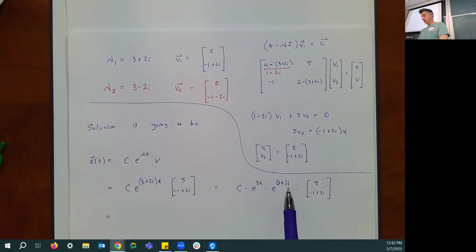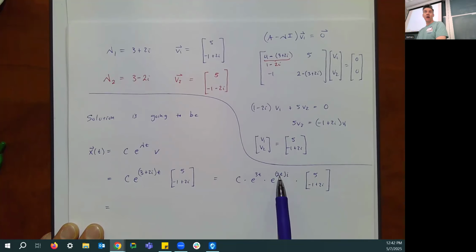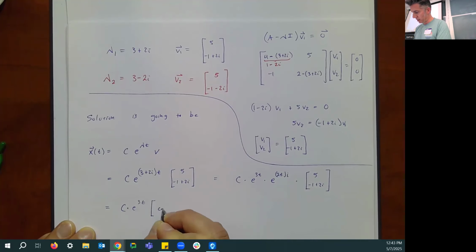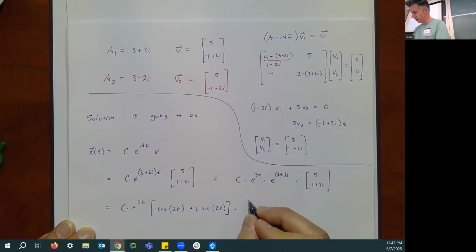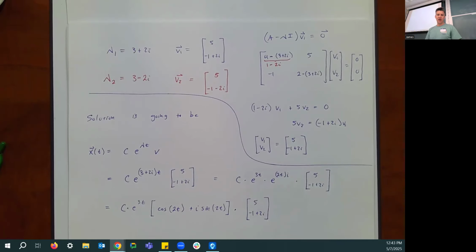And then the e to the 2t times i thing, that's our e to the i times theta. So we're going to use Euler's formula in there and say, okay, e to the i times theta, where theta is equal to 2 times t, we're going to rewrite that as cosine of theta plus i times sine of theta. So we're going to rewrite this as some constant times e to the 3t times cosine of our angle 2t plus i times sine of our angle 2t, still times the vector 5, -1 plus 2i. Yeah, I do like doing it this way better.